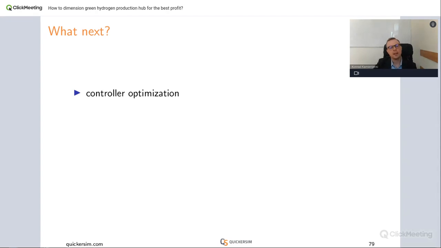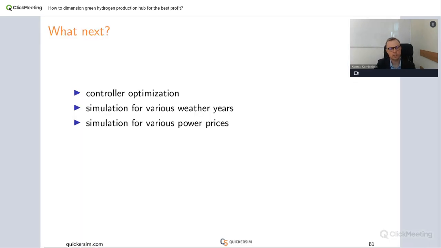What next? Actually, the whole optimization was performed for one controller, but we think that we can get a much better installation if we also plug controller optimization into this analysis. And this is actually what we are working on right now. We can also simulate various weather conditions, not from one year, but for example, we can take weather for several years past and see how this affects the model. We can try to make some predictions.